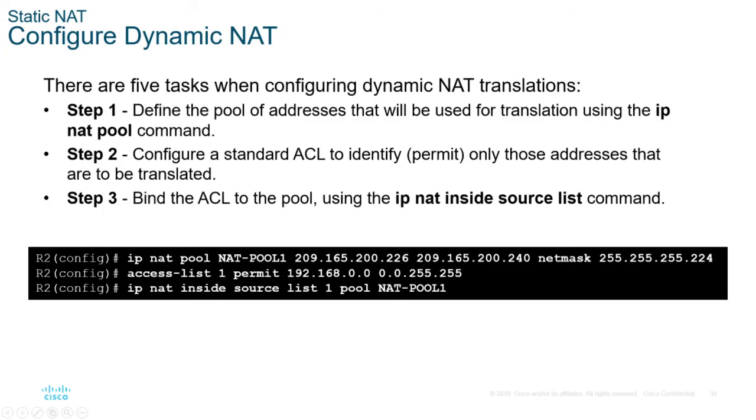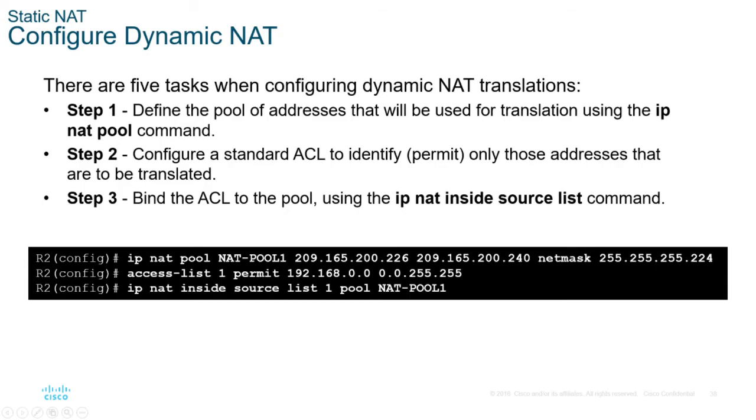And then we create an access list. This is a permit only access list that permits the range of private addresses that we're going to allow to use the pool. So step 1 is create the pool of public addresses that we have. Step 2 is create an access list that says, here's the private addresses that can use the pool. And then step 3 is binding the access list to the pool. And this basically says anything that comes from the 192.168/16 address can translate to that 209 pool that I've created.